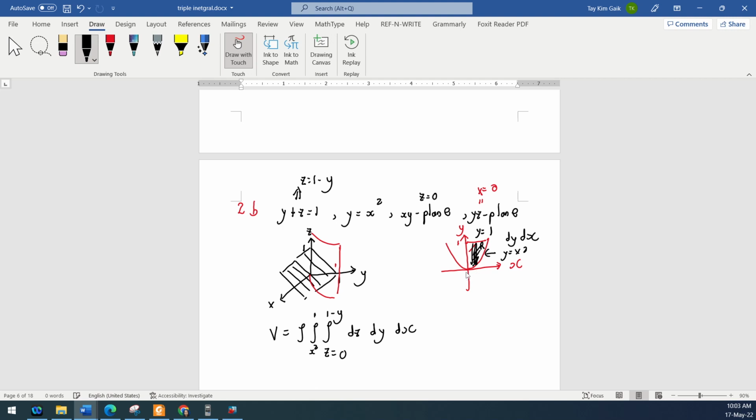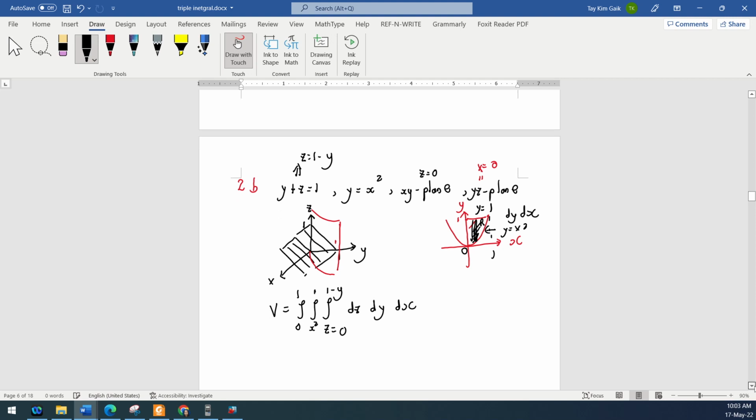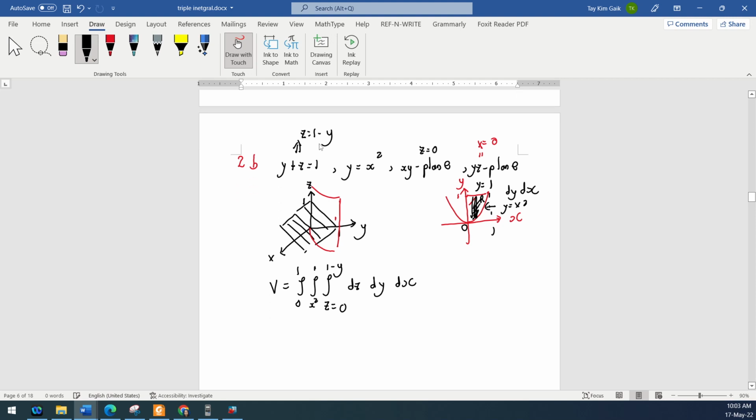Okay, and then x is 0, because y equal to x squared, when y is 1, x is also 1. So 0 to 1. So this is a limit for this plane. The plane y plus z equal to 1 is bounded with y equal to x squared, the xy plane, which is z equal to 0, and the yz plane, which is x equal to 0.